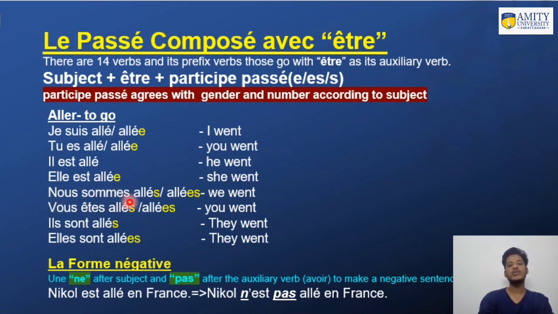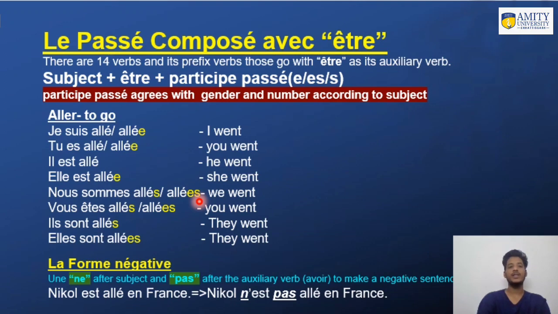Now this one, nous sommes allés, with an extra s. So nous, that means more than one. So if there is more than one voice, they have to say nous sommes allés. This one, because more than one, that's why s. And this one for more than one girl, nous sommes allées. E for the feminine, S for plural.